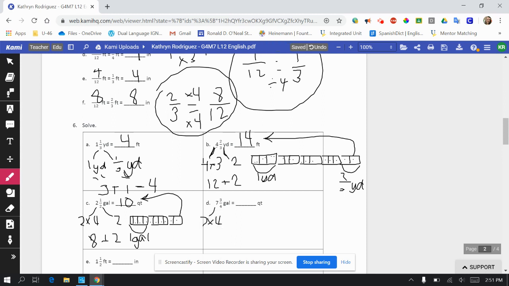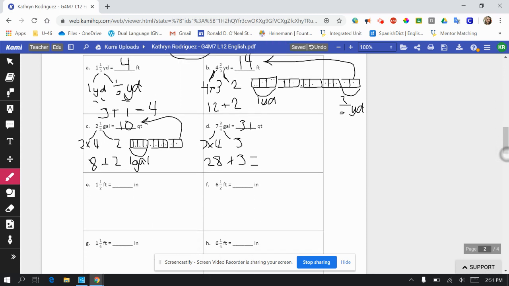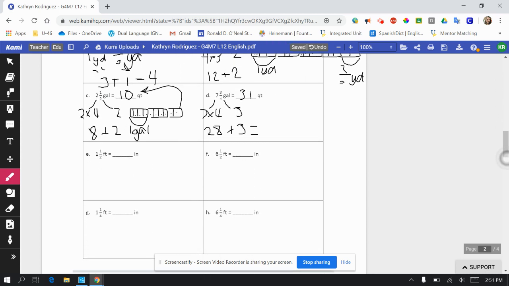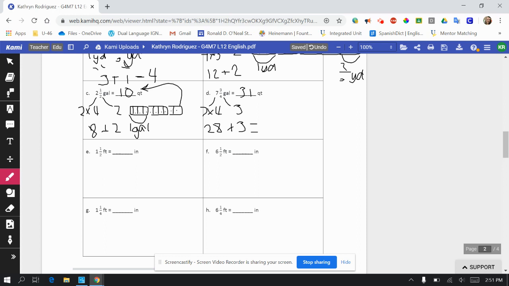All right, continuing on here, we're changing gallons into quarts. So 7 times 4, because 1 gallon has 4 quarts. 7 times 4 is 28, plus 3/4 of a gallon will be 3 quarts, equals 31. All right, hopefully by now you're getting the hang of it. Looks like we've got a few more examples in feet and inches. We'll just do letter E and F to finish us up here today.